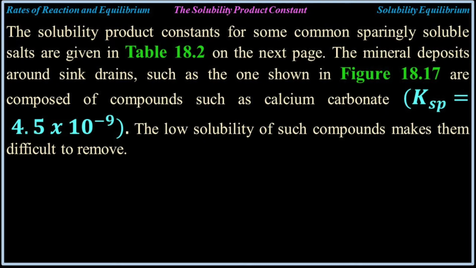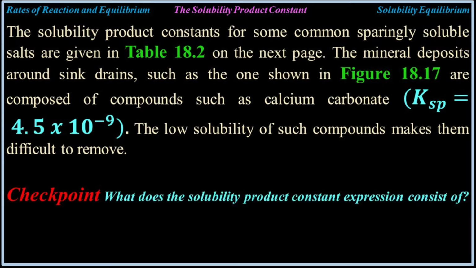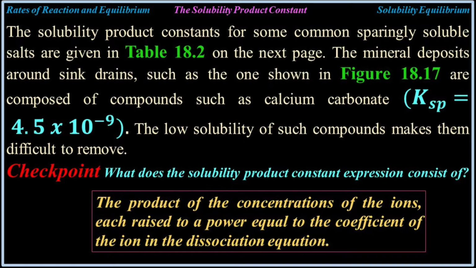That's the prior page. The mineral deposits in sink drains, such as the one shown in figure 18.17, are composed of compounds such as calcium carbonate. The low solubility of such compounds makes them difficult to remove. What does the solubility product constant expression consist of? The product of the concentrations of the ions, each raised to the power equal to the coefficient of the ion in the dissociation equation.